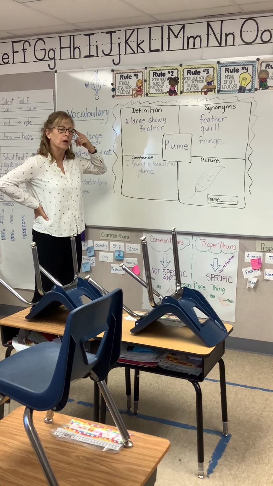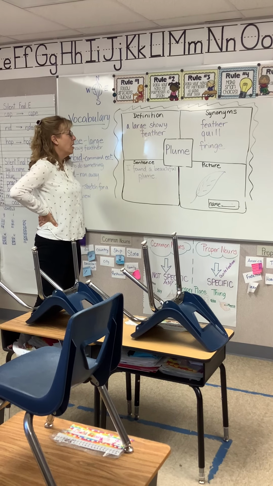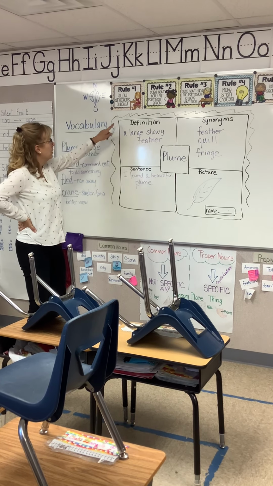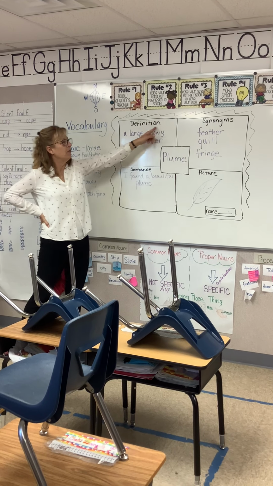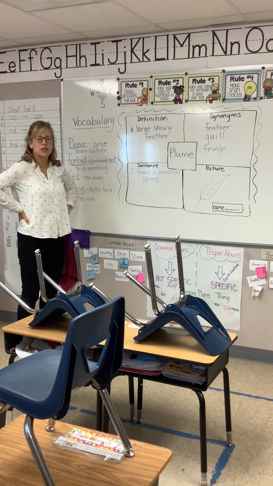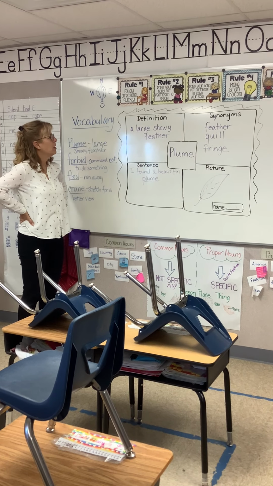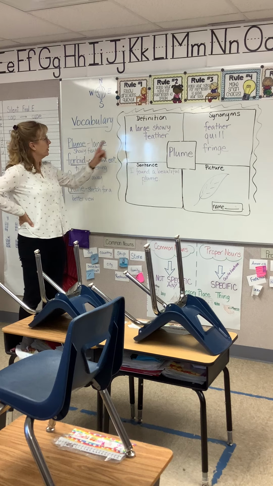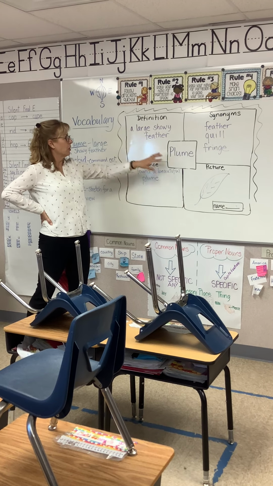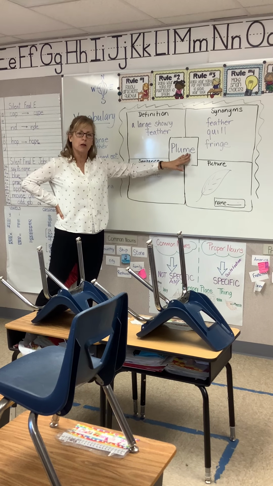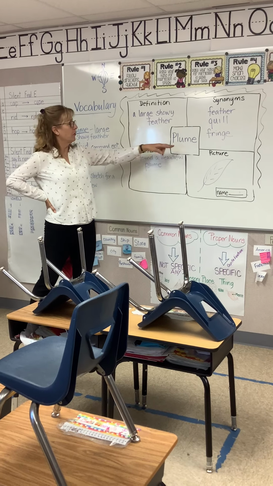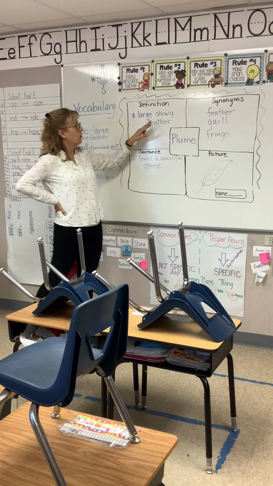We'll do a little bit of review of how we actually do this word diagram. The first box is called definition. And definition just means, what does the word mean? What's the definition of the word? And for us, plume is a large, showy feather. For the word that you choose, you're going to put your word right here in the middle, and then you're going to put the definition of your word. Okay? So for me, it's plume, a large, showy feather.